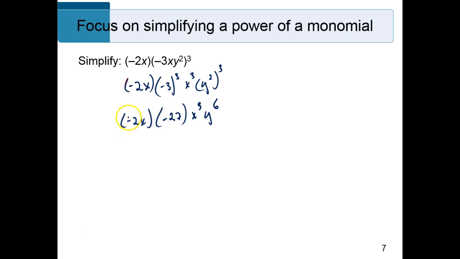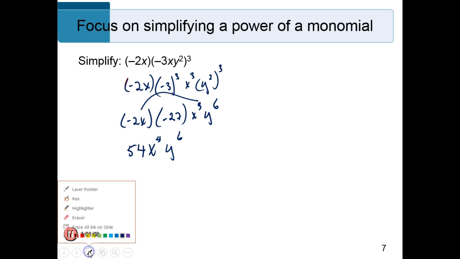Multiply your numerical parts. What does that give you? 54. And then x to the 4th, because you have 1x here and 3 there. That makes x to the 4th. Y to the 6th. Hey, y'all are good. Okay? Let's see if they got it right. They may have missed it. Let's see.